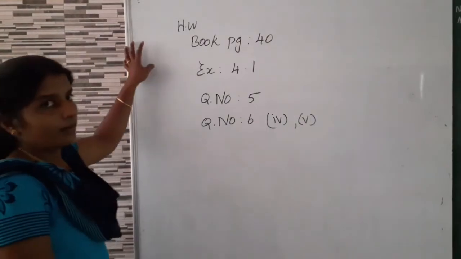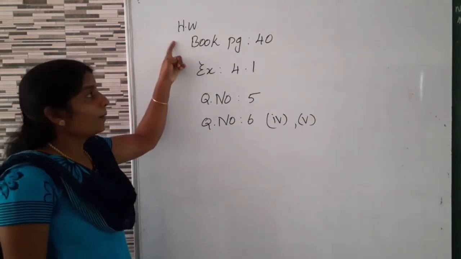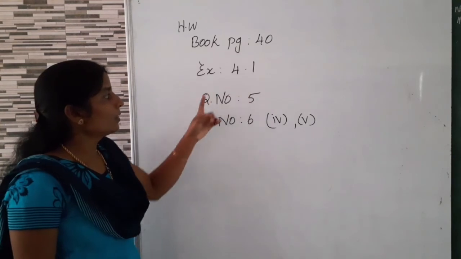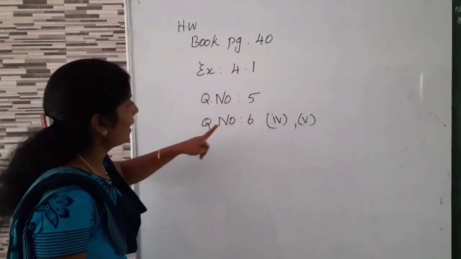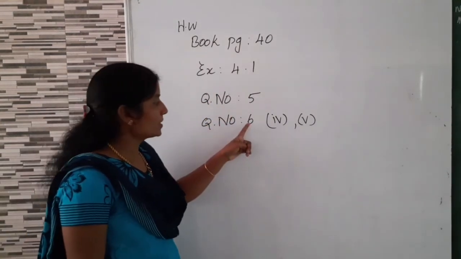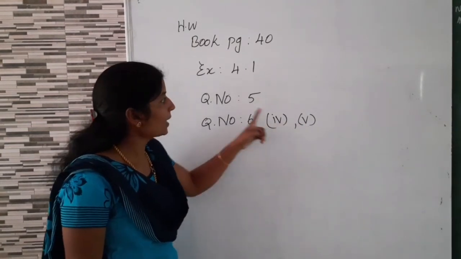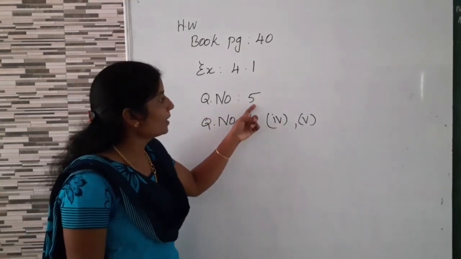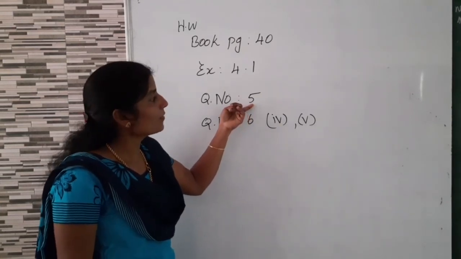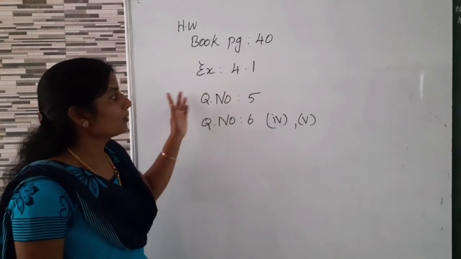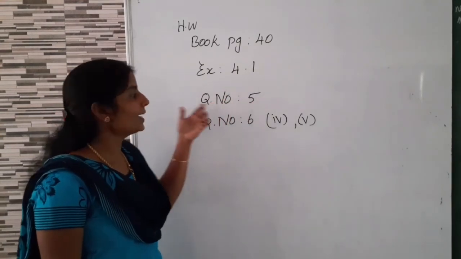Okay students, homework: book page number 40, exercise 4.1, question number 5 and question number 6. For question number 5, you can use the Sieve of Eratosthenes table. Using that table, write the answer.